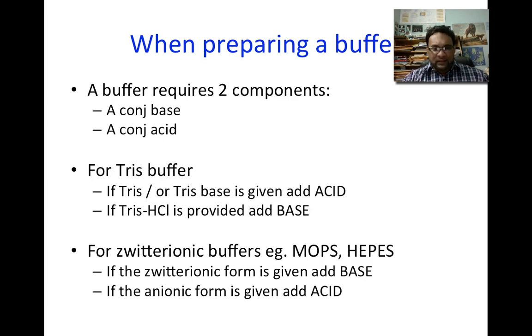Now, in the previous lecture, we looked at good buffers, and examples of good buffers were MOPS and HEPES, and these are what we call zwitterionic buffers. So if they give you in the lab the zwitterionic form of the buffer, then you need to add base. If they give you the anionic form, you need to add acid. All right. Now, if you're a little rusty about tris and zwitterionic, I recommend that you go back to the first lecture where this is discussed in more detail.